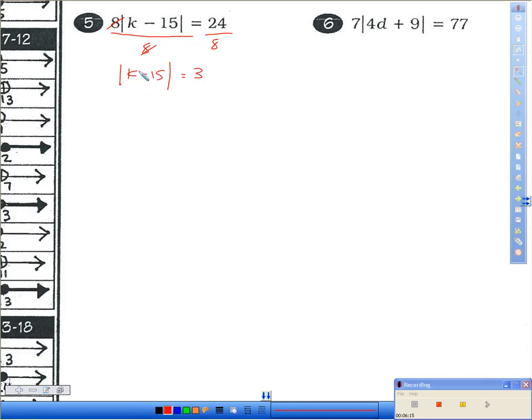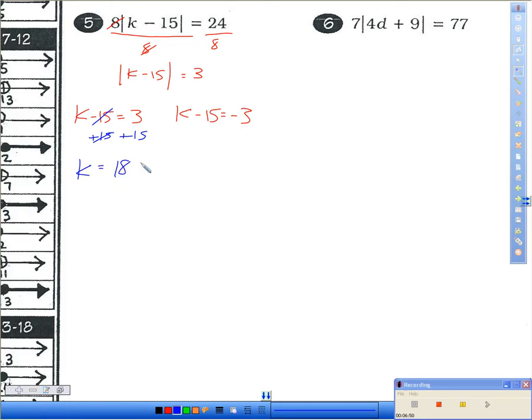Well, we just said, like on numbers 1 and 2, this expression, when we take the absolute value of it, has to equal 3. That really can mean that k minus 15 is equal to 3, or it can mean that k minus 15 is equal to negative 3. Well, if we simplify or solve those two equations, we need to do so by adding 15 to the left and to the right. If we subtract 15 and add 15, it's like they never happened. So on the left we get k. On the right hand side, 3 plus 15 gives us 18.